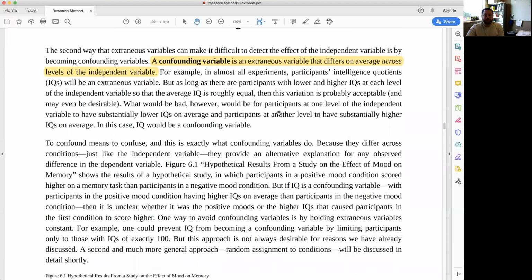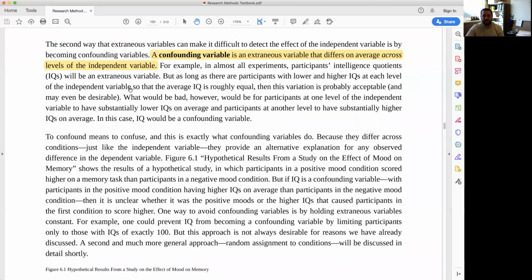Confounding variable: an extraneous variable that differs on average across levels of the independent variable. Right, so confounding is the worst one. Extraneous variables, again, we recognize they're going to be there, but a confounding variable is actually messing with your independent variable to a pretty high degree.